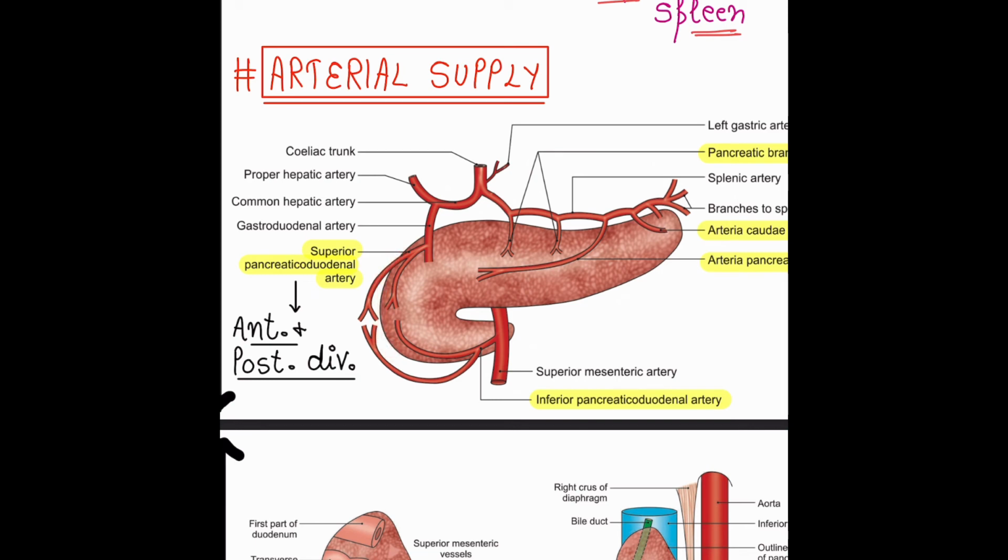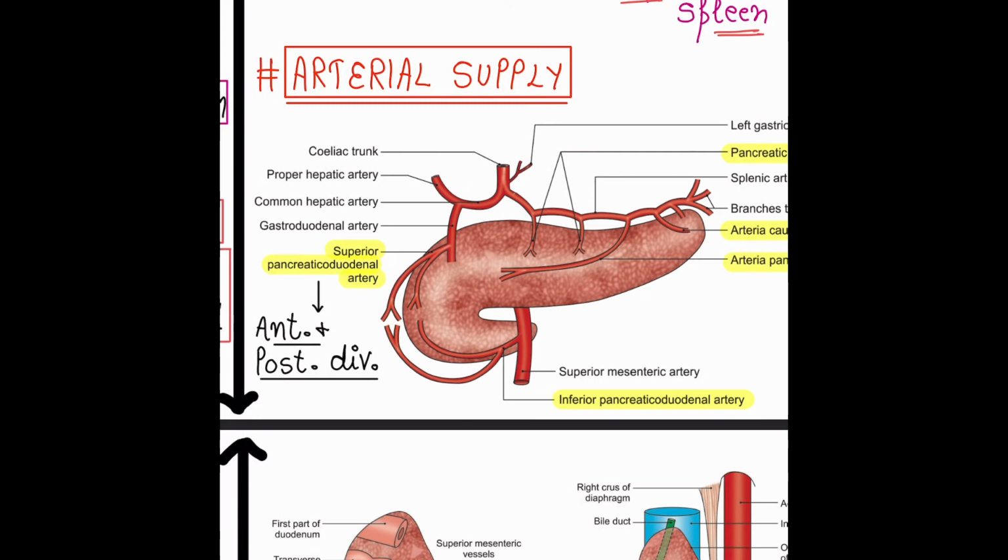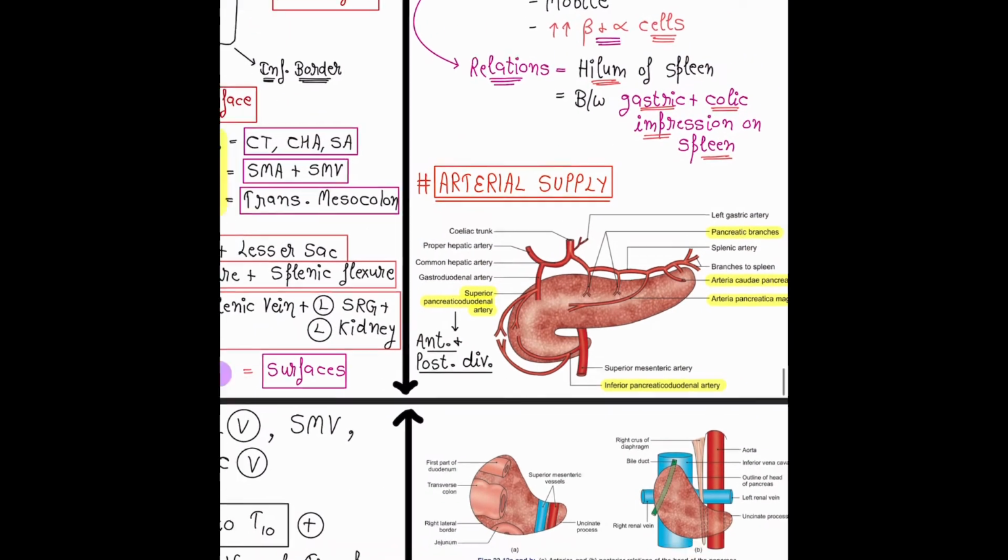Okay, so you can also say that on the right lateral border you have the anastomosis between the anterior and posterior divisions of the superior pancreatico-duodenal artery and the inferior pancreatico-duodenal artery, right? So this was about the arterial supply.